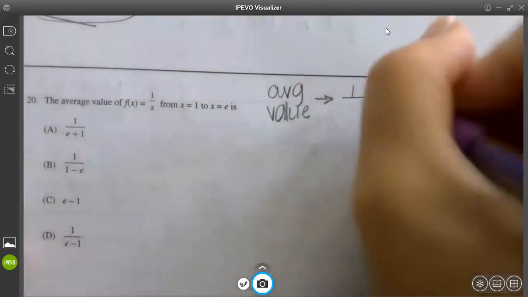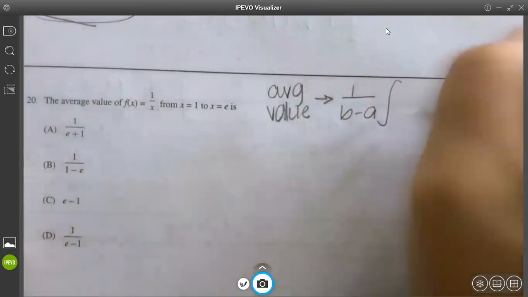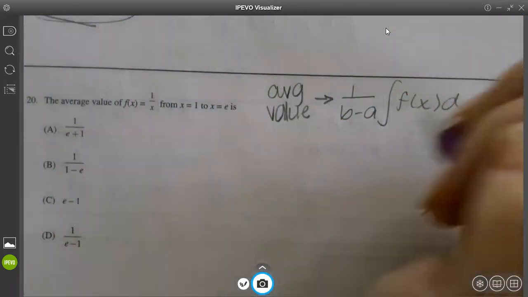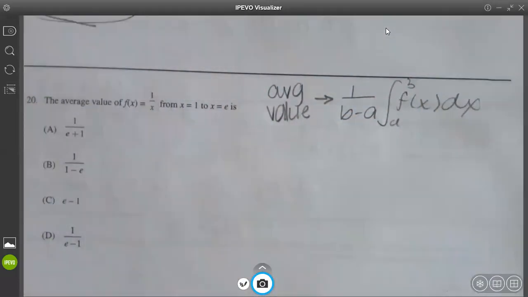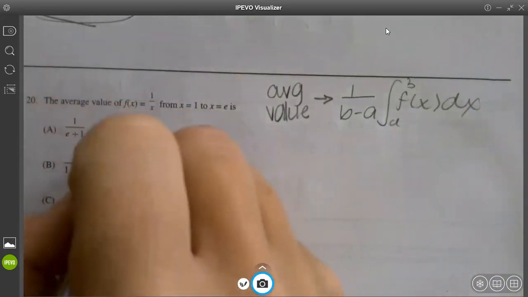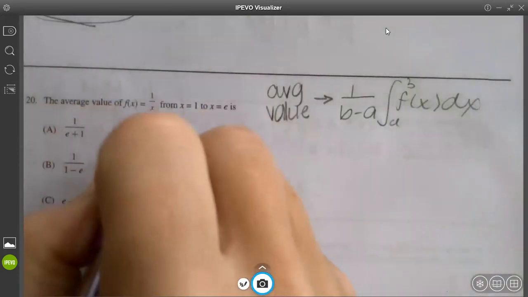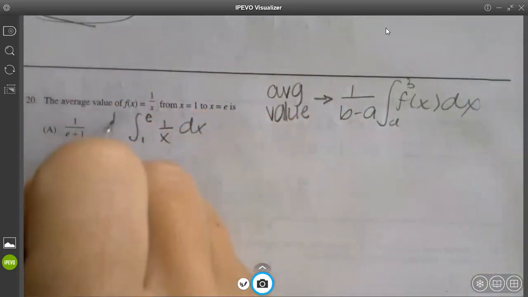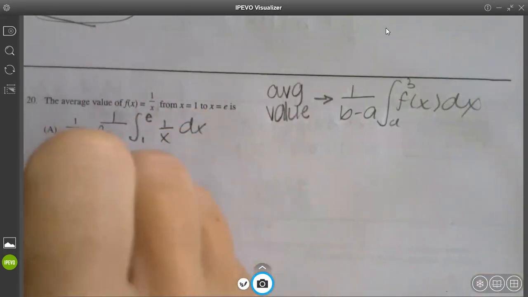Average value. Looks like this. From A to B. So anytime it says average value, mean value theorem, both of those are pretty much the same. So you just put that 1 over B minus A to the outside. So it says find the average value. We're integrating from 1 to e 1 over x dx. And on the outside, we're going to have 1 over e minus 1.